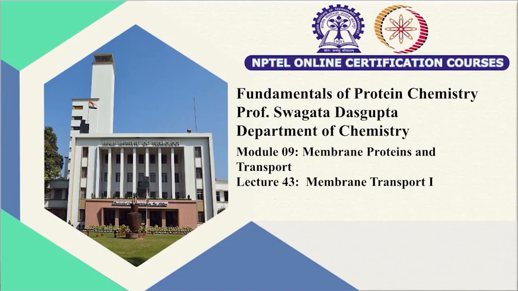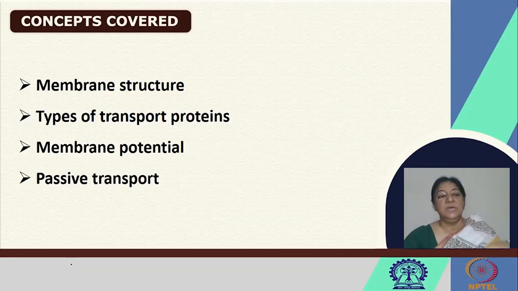Begin our discussion on membrane transport. In the previous two lectures, we have looked at membrane proteins, how they are embedded in the membrane, and the different types that are possible. What we will do in these two lectures is look at the types of transport proteins, what we mean by membrane potential, and look at passive transport in this lecture. And in the next lecture, we will look at active transport and discuss a few problems.